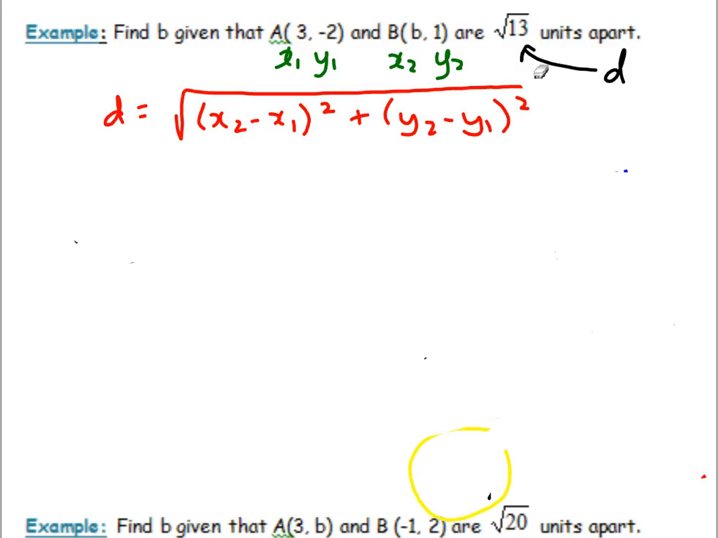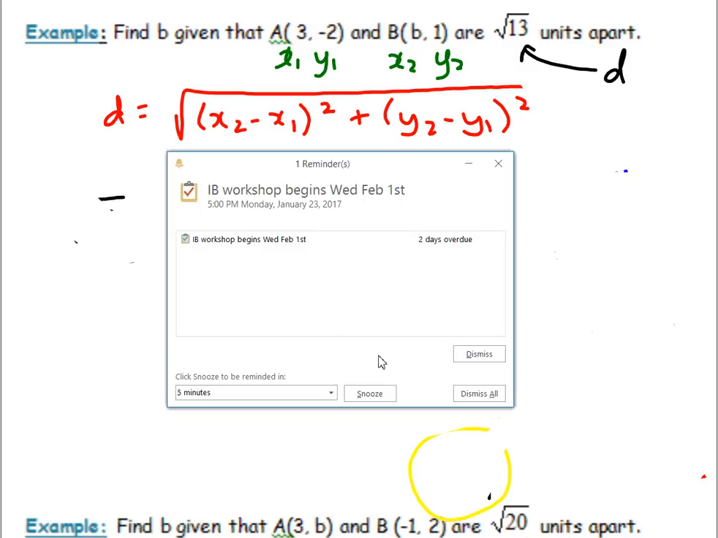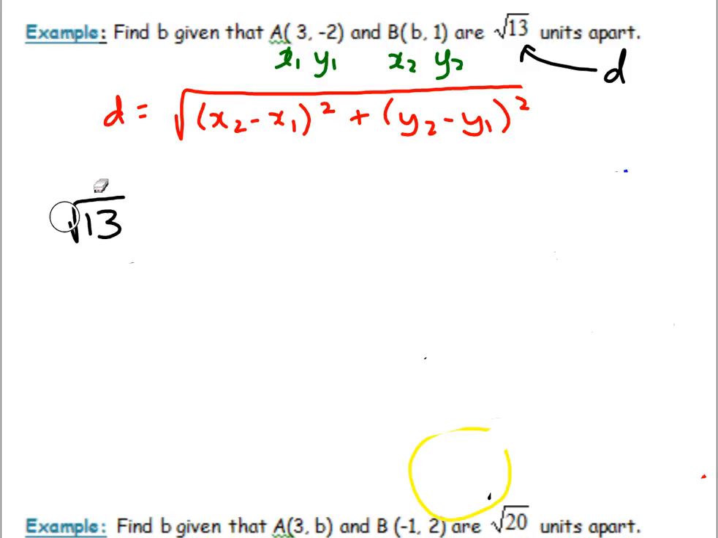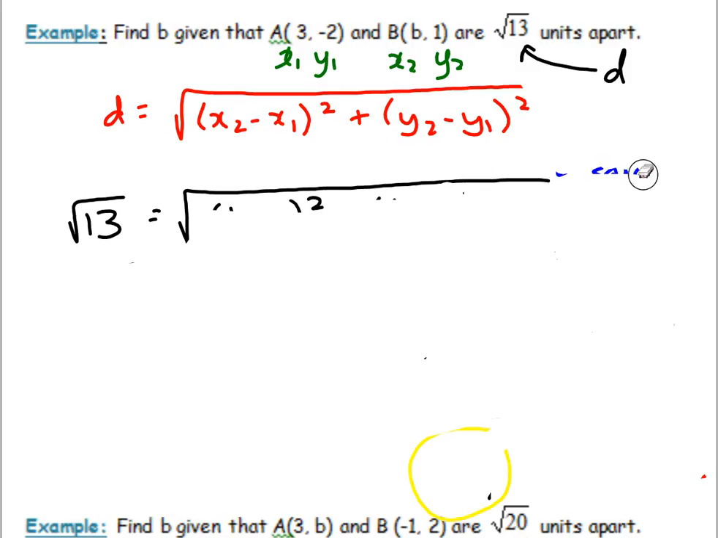Let's replace that with the square root of 13 equals big square root, x2 minus x1, so put in b minus 3 all squared. So you're probably guessing there's going to be a bit of FOILing coming up, plus y2 minus y1, 1 minus -2 all squared. Bit trickier, this one.